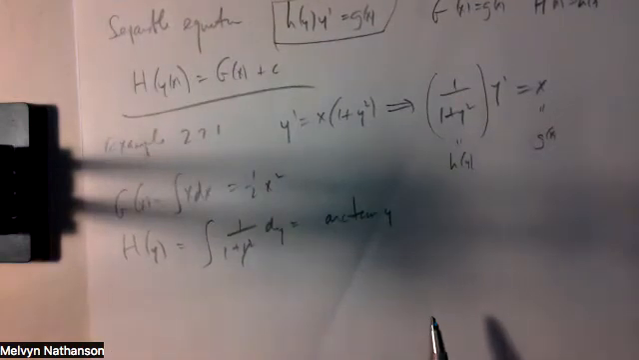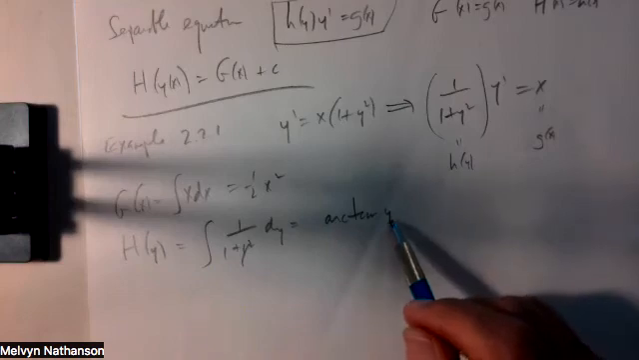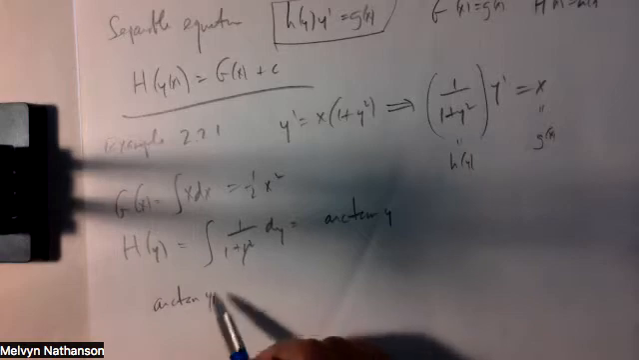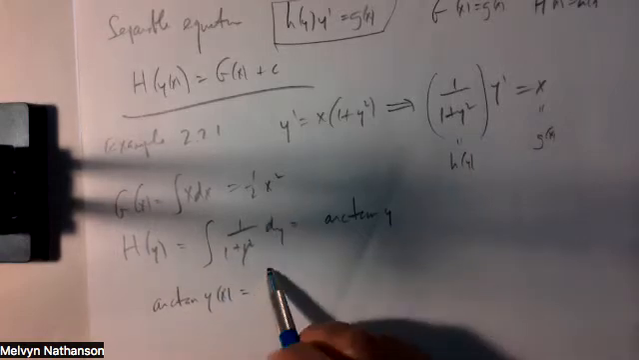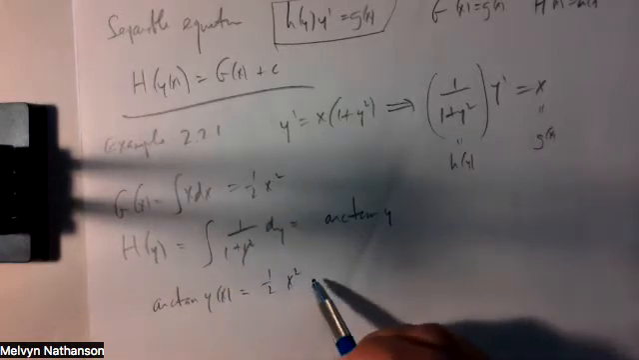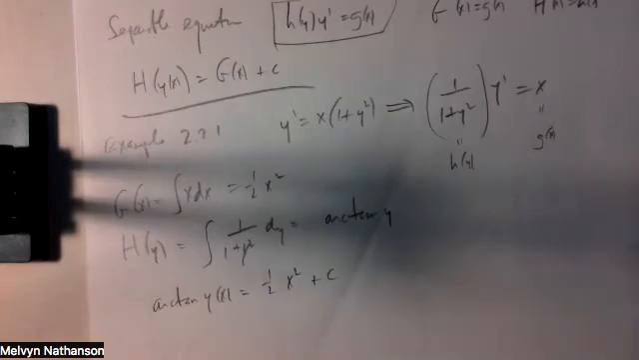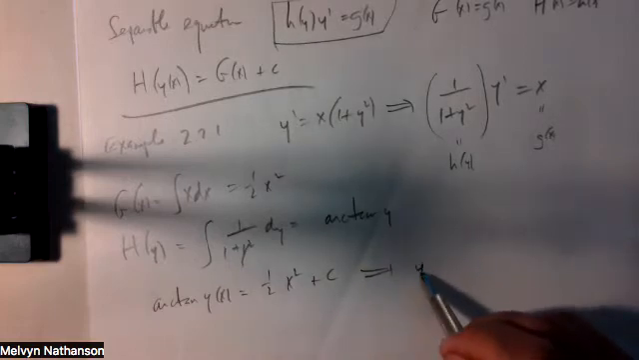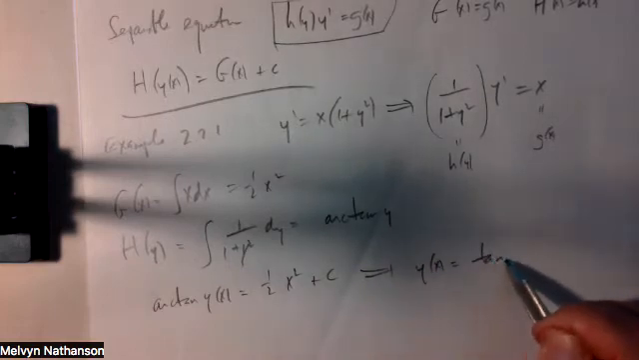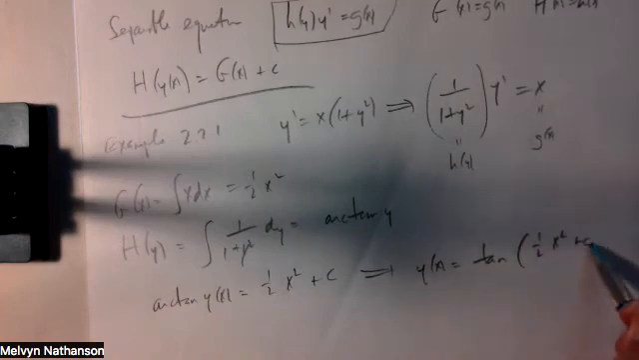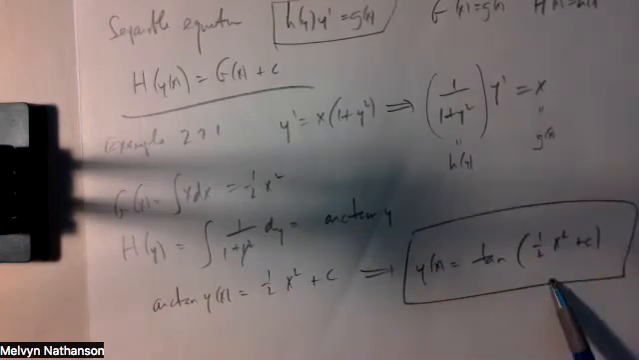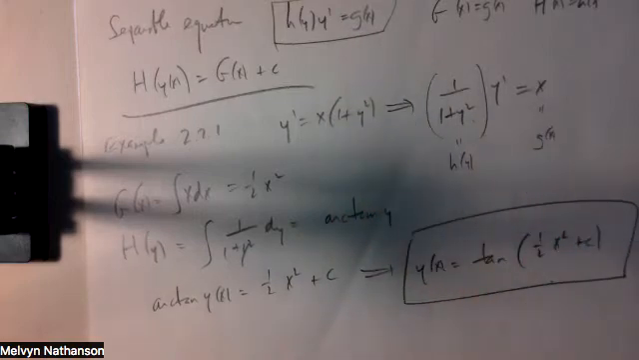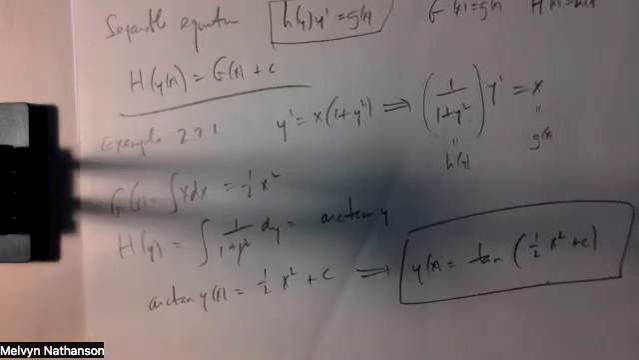So the solution of this differential equation, a solution y of x, is arctangent of y of x equals a half x squared plus a constant. Or if you just take the tangent, y of x is the tangent of a half x squared plus c. And that's the solution of this differential equation. Okay.